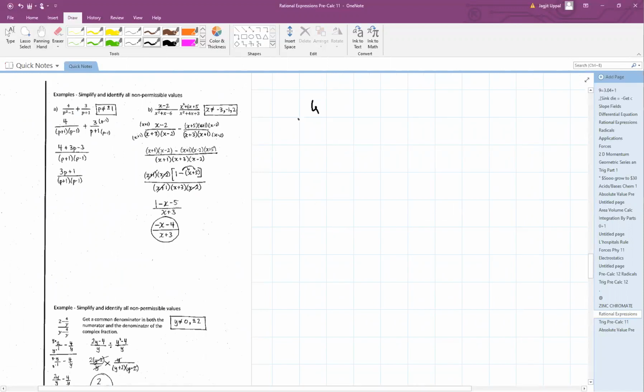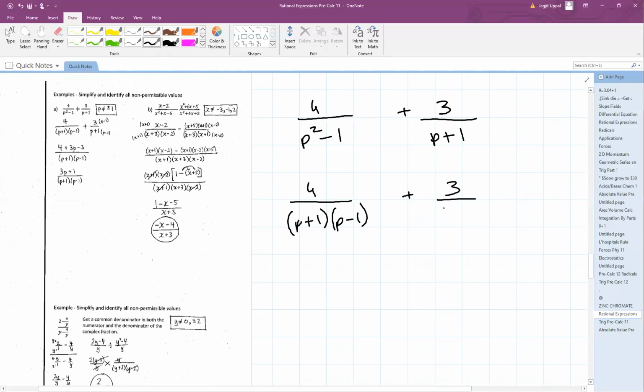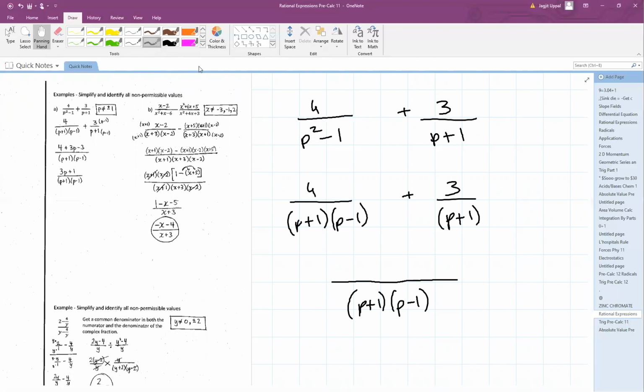Now, I have 4 divided by p squared minus 1 plus 3 divided by p plus 1. Okay, let's get the common denominator of them. Firstly, we can factor this as p plus 1 and p minus 1. And this is just going to be p plus 1. Now, when we get the common denominator, we know it's going to be p plus 1 and p minus 1. Now, was this guy missing anything? It wasn't missing anything, so that's just going to be 4.